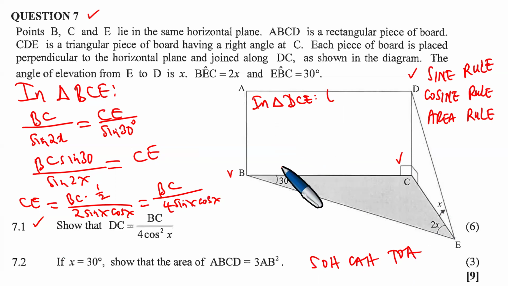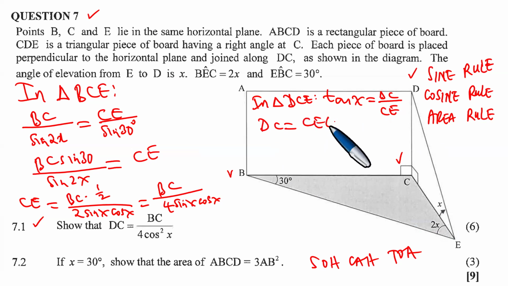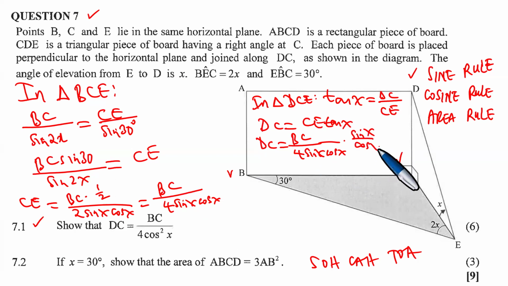Okay, so in triangle DCE, we can use opposite over adjacent. So we have the tan of x, which is opposite DC over the adjacent CE. We want DC, which means that DC is CE tan x. What is CE? You can put this one. CE is BC over 4 sine x cosine x. And then you have the tan x, which is sine x over cosine x.